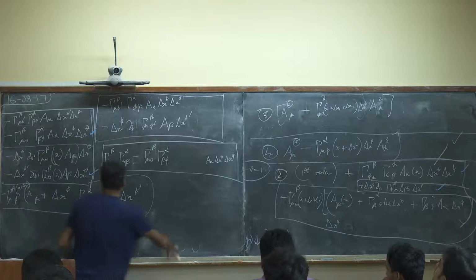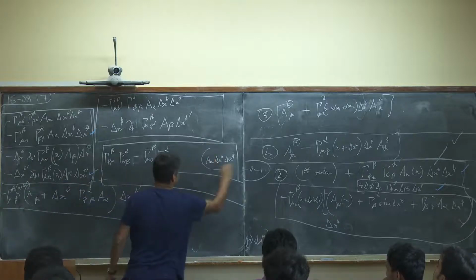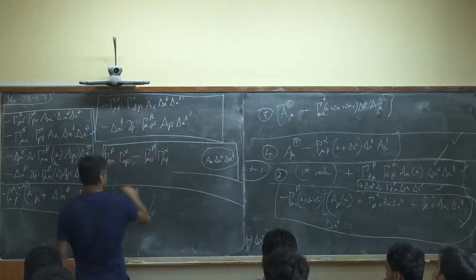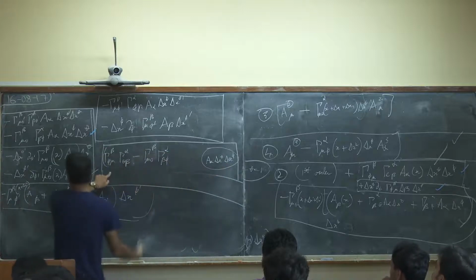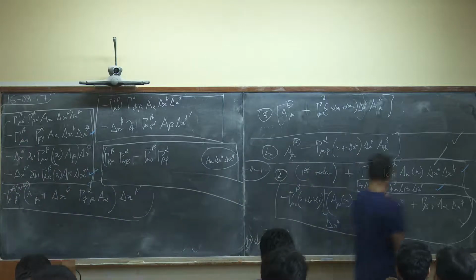And then, in addition to this, so this is all multiplying all of this. Okay. In addition to this, we've got the terms with derivatives on gammas. So the first such term is here.